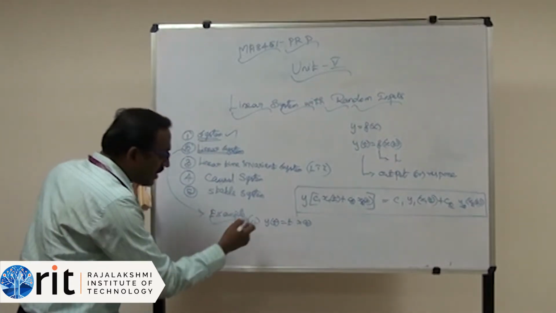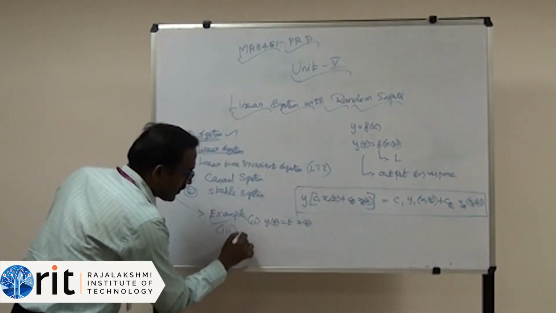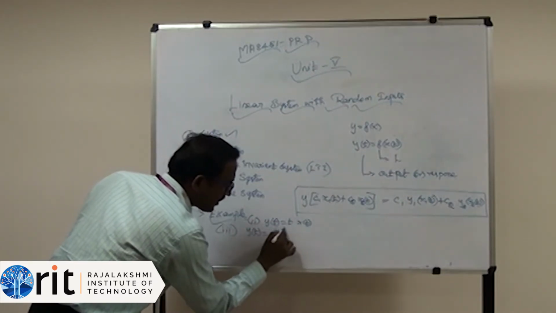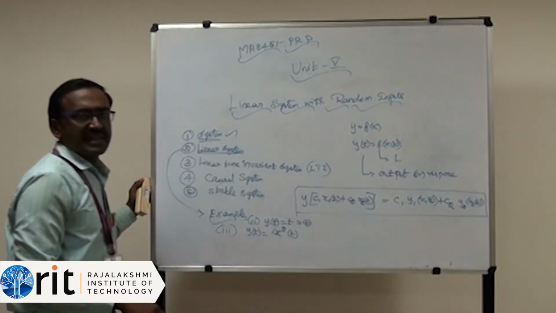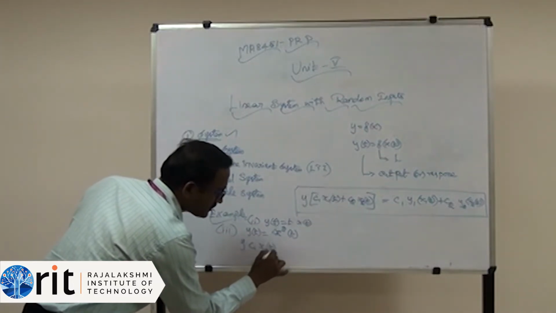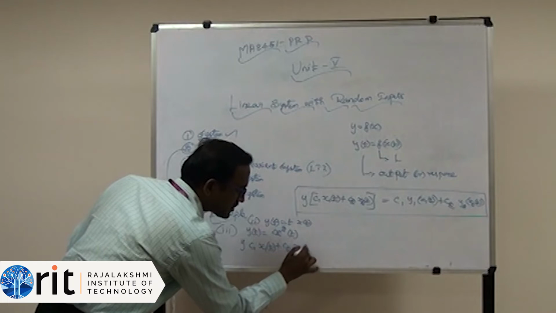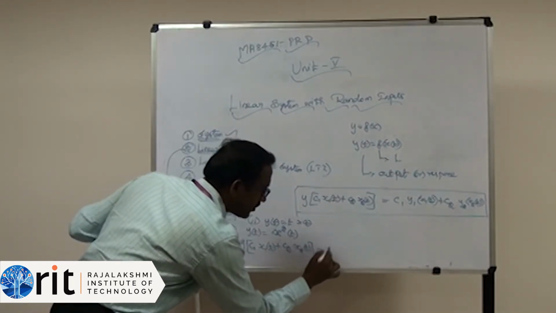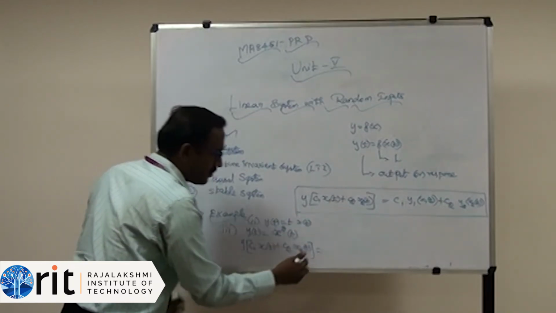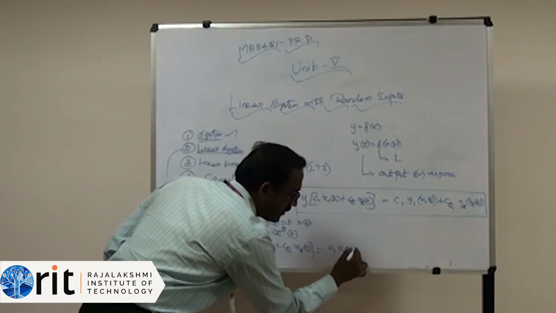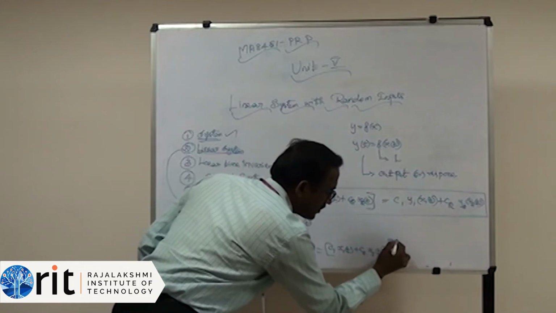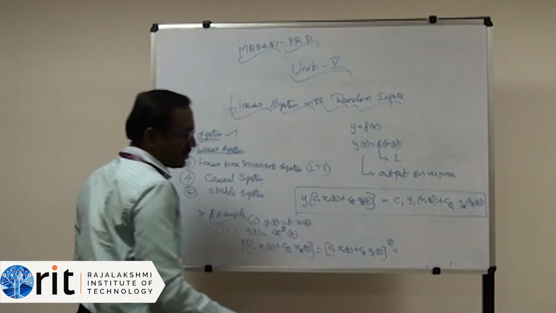Suppose you are asked to give an example which is not linear. Let's take y of t equal to x square of t. Clearly the system is not linear. You can substitute: y of c1 x1 of t plus c2 x2 of t is equal to the input squared, that is c1 x1 of t plus c2 x2 of t, the whole square.